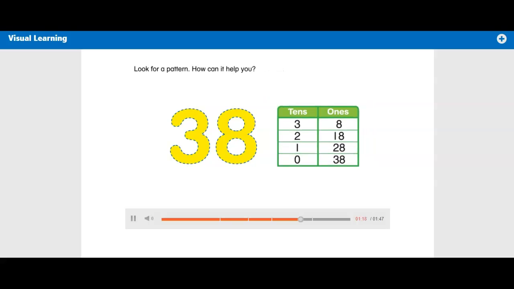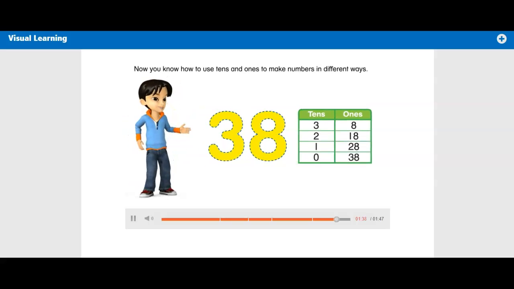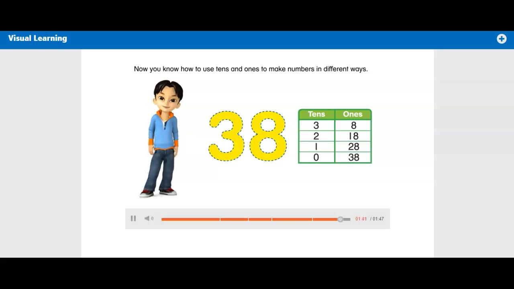Look for a pattern. How can it help you? What pattern do you see in the table? As the number of tens goes down by 1, the number of ones goes up by 10. The pattern helps me check my answers. Now you know how to use tens and ones to make numbers in different ways.